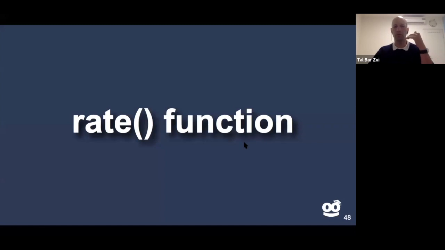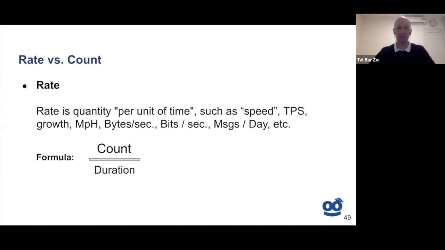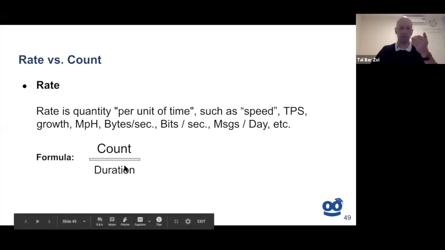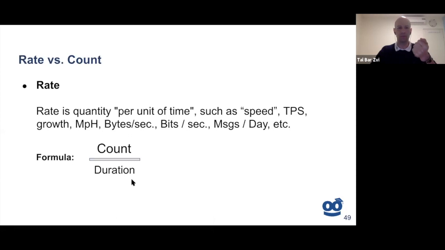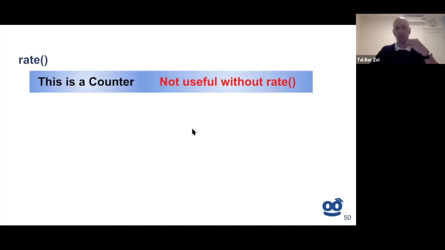Now, I want to talk about the rate function. This is a very, very important thing to understand: a counter without a rate is not very useful. But before that, let's define what a rate is. A rate is a unit in time. I mean, there's a counter, and if you divide it by a duration, you will get a rate. For instance, MPH, bytes per second, bits per second, messages per day, QPS, TPS, speed, okay? If you have a counter, it's not useful without a rate.